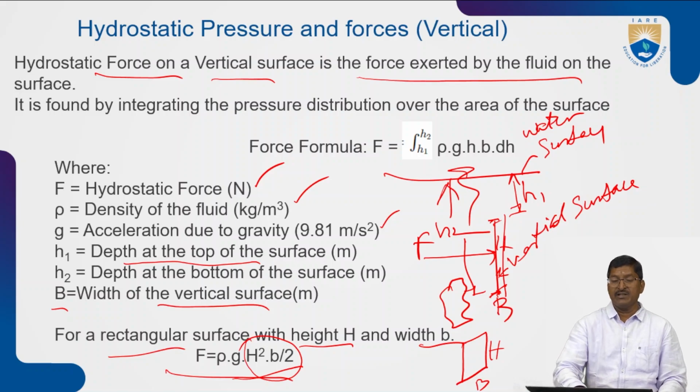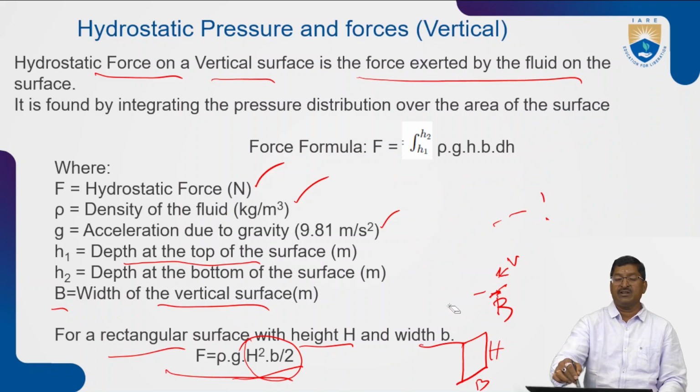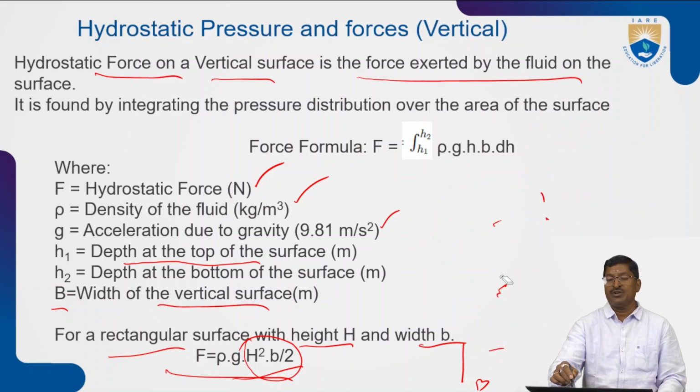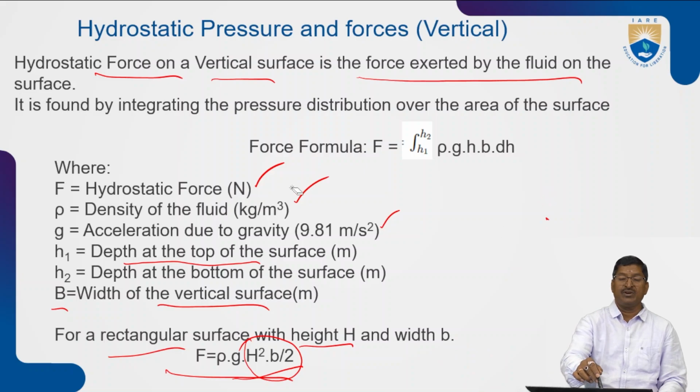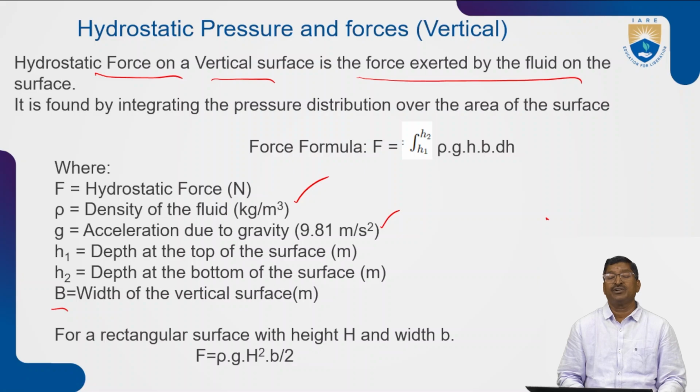Then the vertical surface. If it is a rectangular or regular shape, it is very easy. But in the case of irregular shapes, integration should be applied. So F is the integral from H1 to H2 of rho g h b dh, where F is the hydrostatic force in newtons, rho is the density of the fluid, g is the acceleration due to gravity, H1 is the depth of the top of the surface, and H2 is the depth at the bottom of the surface.